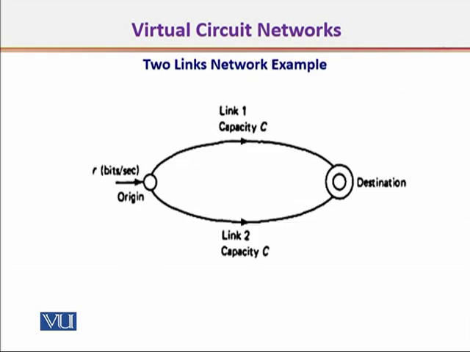Let's look at the stability issue. In virtual circuits, let's look at a scenario where we have 2 paths available. Both of them have the same capacity, link 1 and link 2.